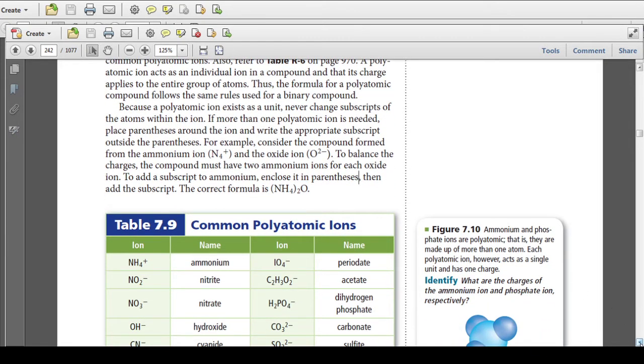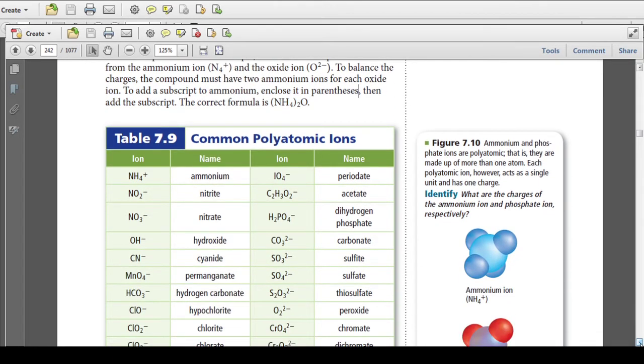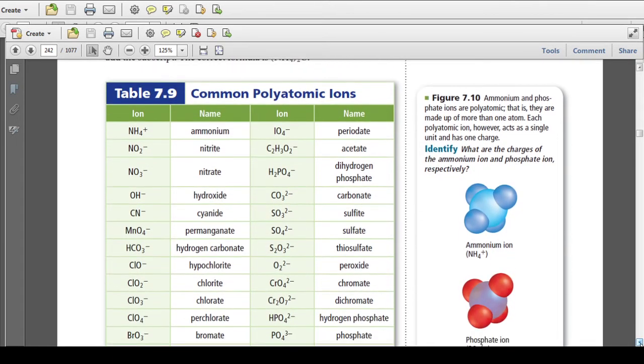So when looking at your common polyatomics, we have quite a few of them. You have ammonium, nitrite, nitrate. Big difference here: nitrite ends in -ite, nitrate ends in -ate. You have hydroxide, cyanide, permanganate, hydrogen carbonate, hypochlorite, then you have chlorite, but you also have chlorate and perchlorate.